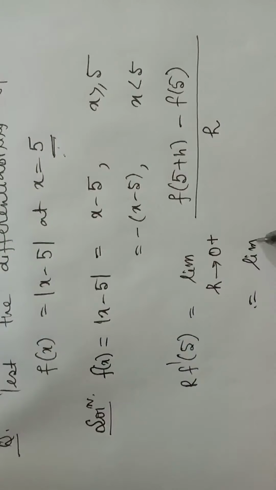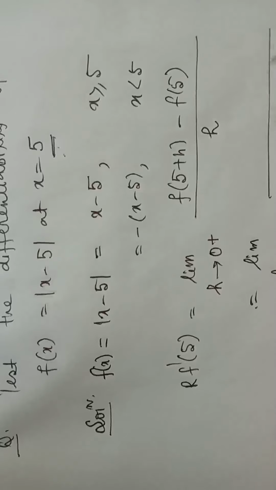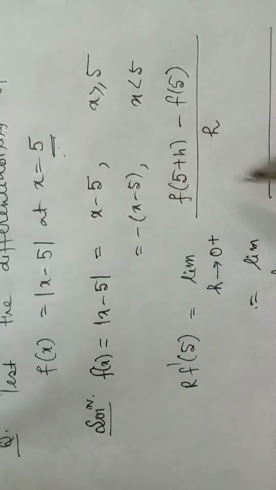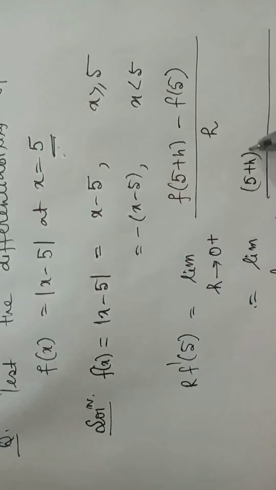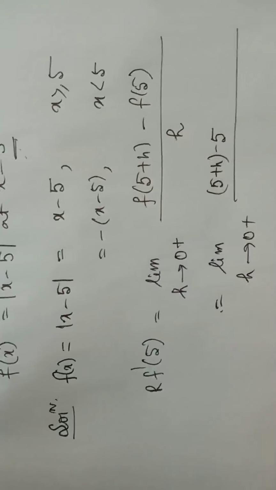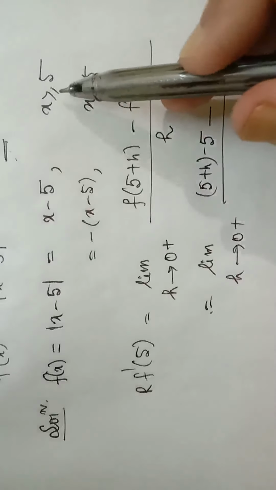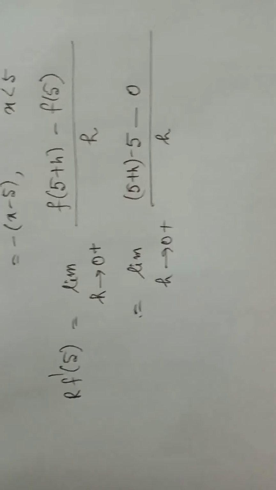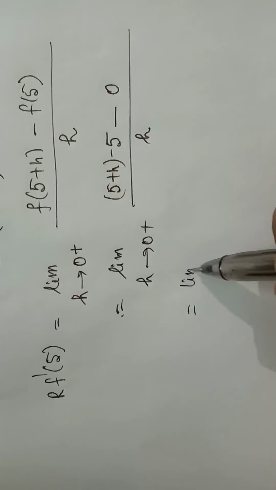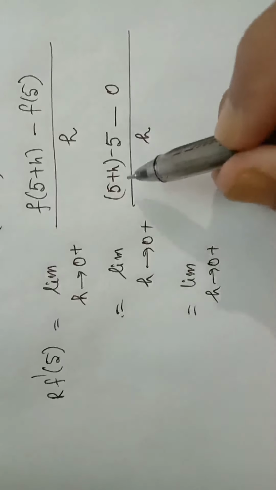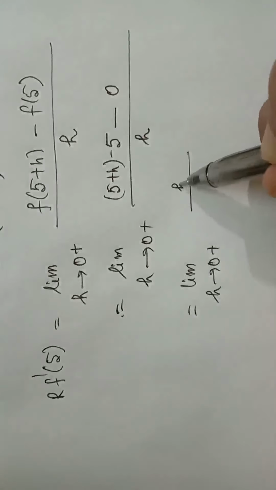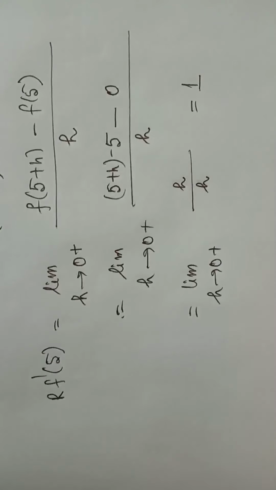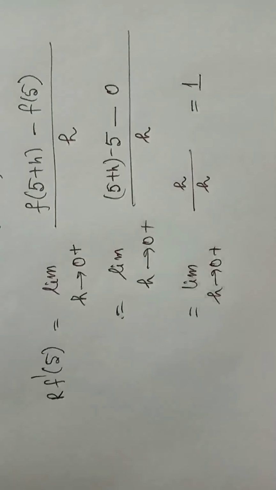So limit h tends to 0 plus of f of 5 plus h. Since 5 plus h is greater than 5, you have to write 5 plus h minus 5. This is the value of f of 5 plus h. F of 5 will be 5 minus 5, so 0, by h. Limit h tends to 0 plus, 5 plus h minus 5 will be h by h, and this is equal to 1. So the right hand derivative is 1 at x equal to 5.